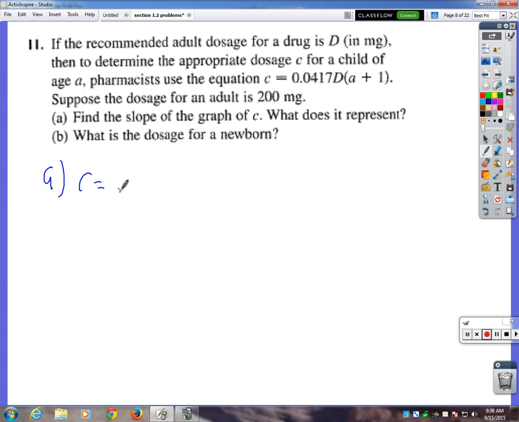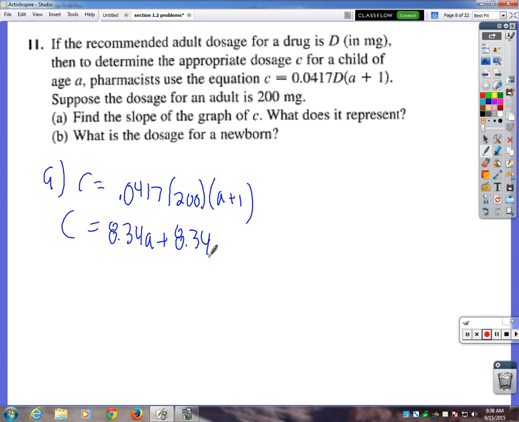So C is equal to 0.0417 times 200 times A plus 1. See what I did there? Just plug this D back into the adult dosage. Okay, so then Brooke is going to multiply this all out for us. 8.34a plus 8.34. If you multiply these together, you get 8.34.